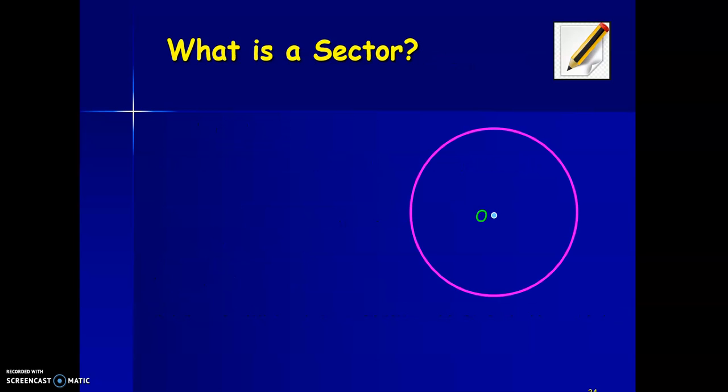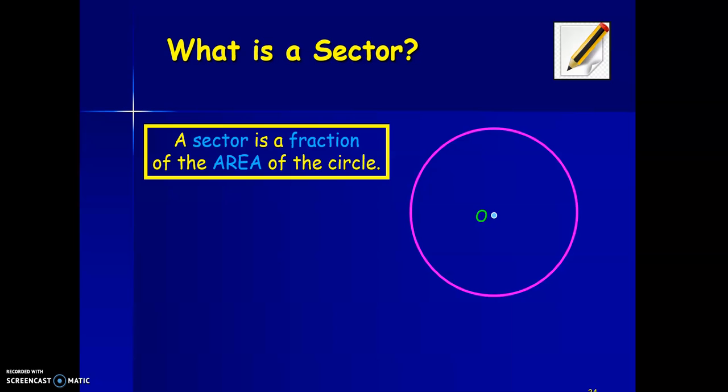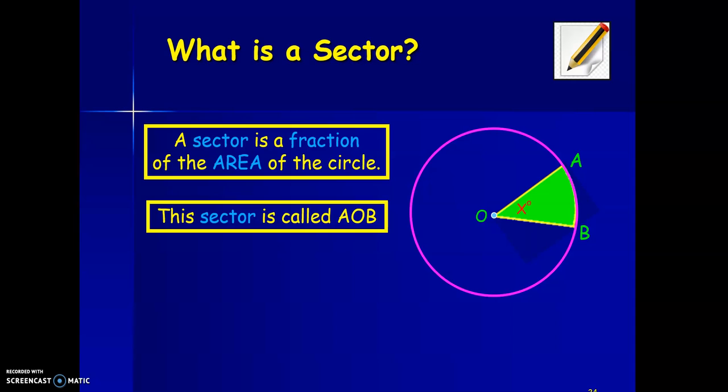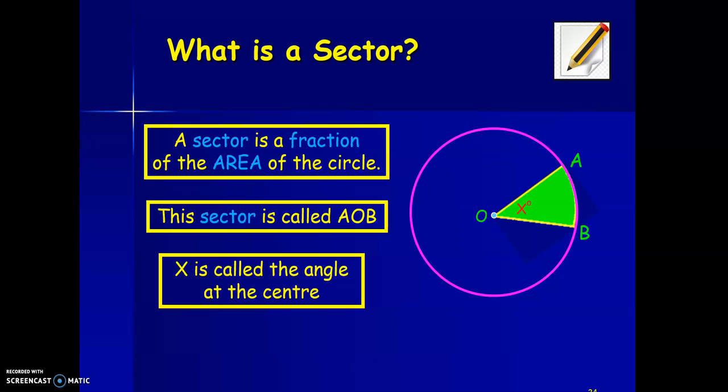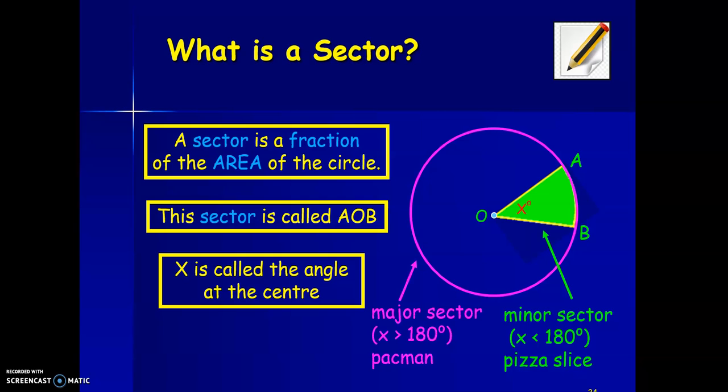So firstly, what is a sector? Well, a sector is a fraction of the area of the circle. We can see this from the green slice on the diagram. This sector is called AOB. X is still the angle at the centre, and if X is less than 180 degrees, a minor sector is created and it looks a bit like a slice of pizza. If X is greater than 180 degrees, then a major sector is created and this looks a bit like Pac-Man.